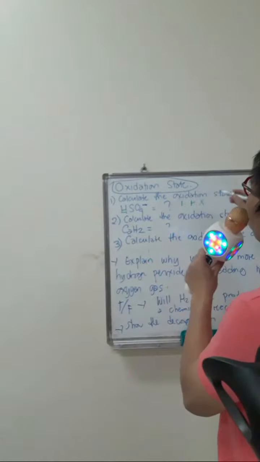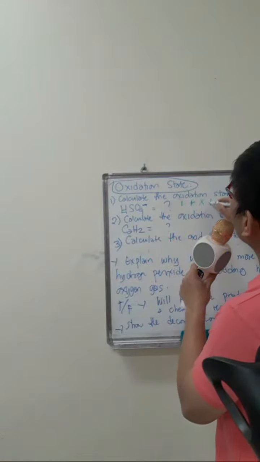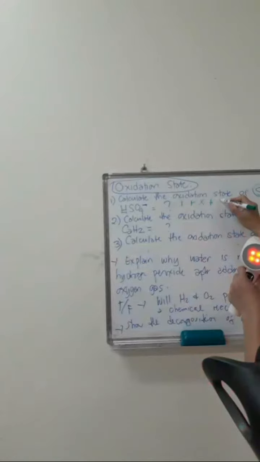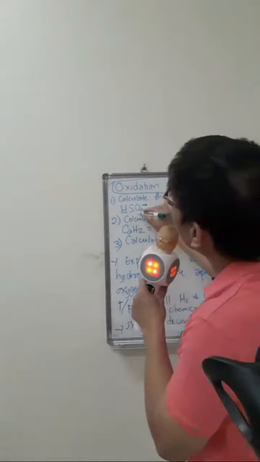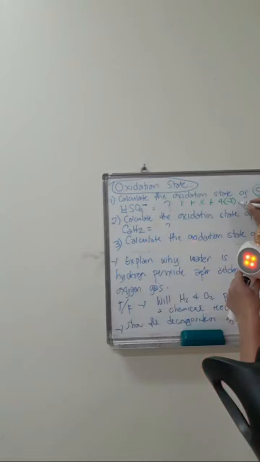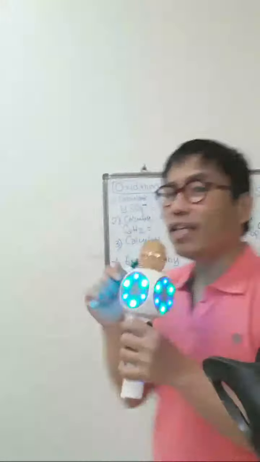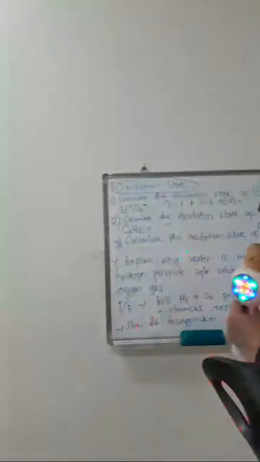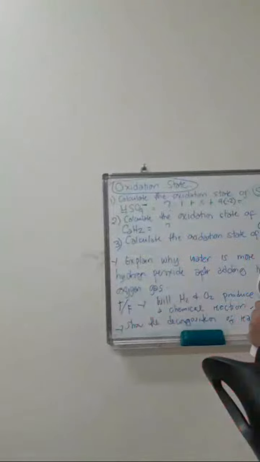Okay. So we have plus 4, that is the subscript of oxygen. It becomes the coefficient 4 times the oxidation state of oxygen, which is negative 2. Since there is a charge at the top of the polyatomic anion, we need to equate this to negative 1.